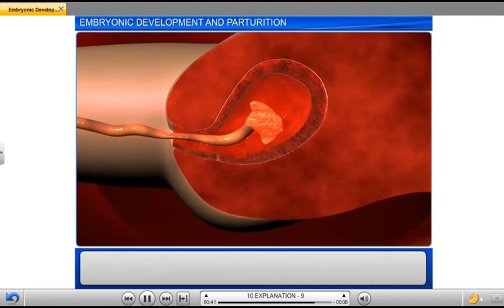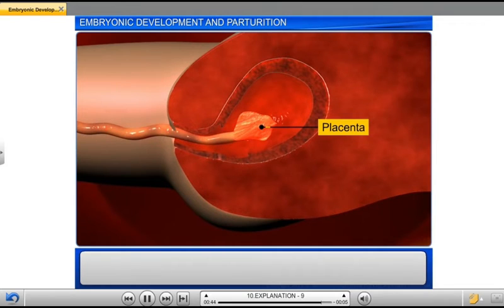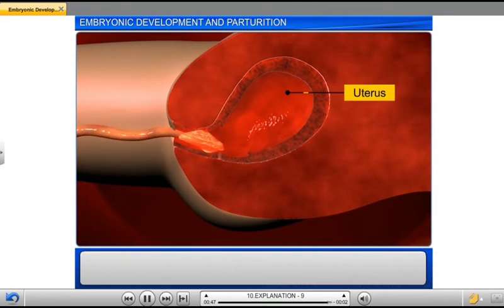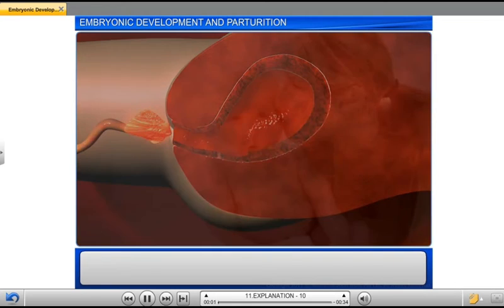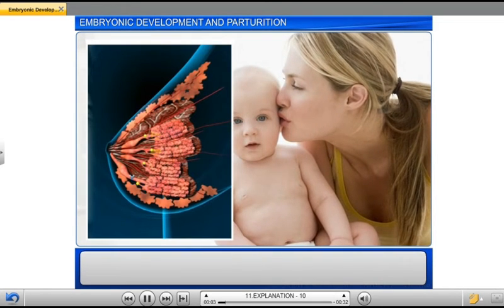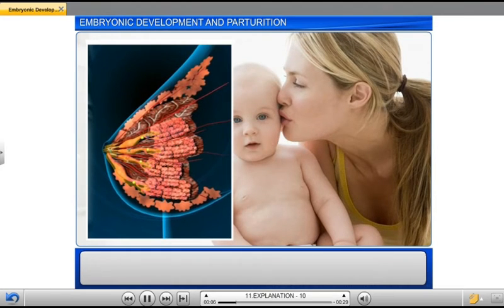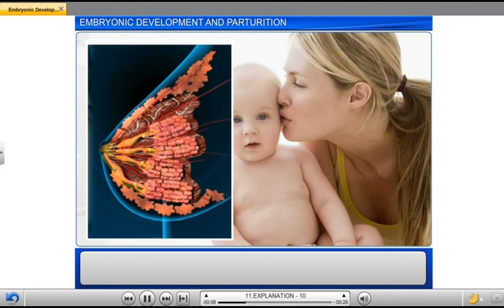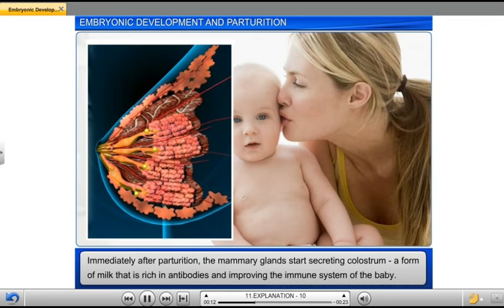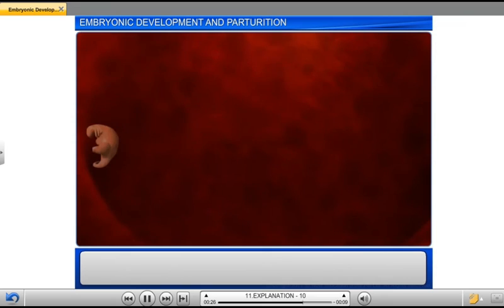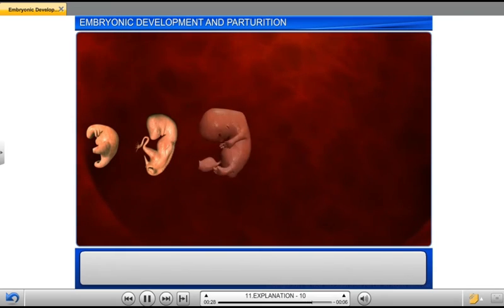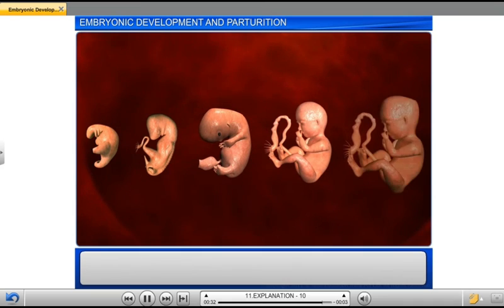Immediately after the birth of the baby, the placenta is expelled from the uterus. Soon after birth, the baby needs to be breastfed by the mother as early as possible. This is because immediately after parturition, the mammary glands start secreting colostrum, a form of milk that is rich in antibodies and improves the immune system of the baby. Every baby thus begins its journey as a zygote, which develops into a fetus over 9 months.